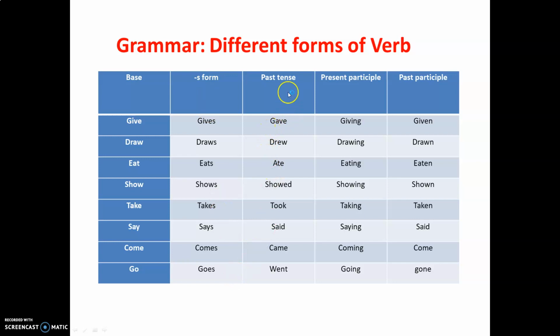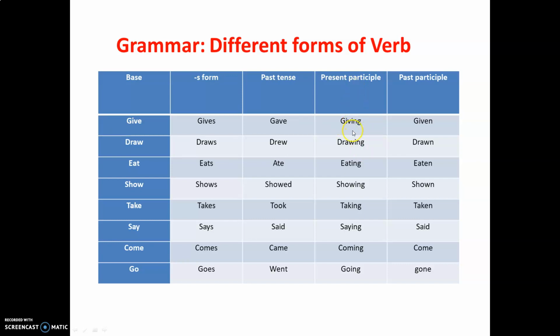Gave is used in the simple past tense. I gave a pen, you gave a pen, he gave a pen, etc. The present participle is used in the present as well as past continuous tenses. That means I am giving a pen, you are giving a pen, he or she is giving a pen. In the past tense, I was giving a pen, he was giving a pen, and so on.